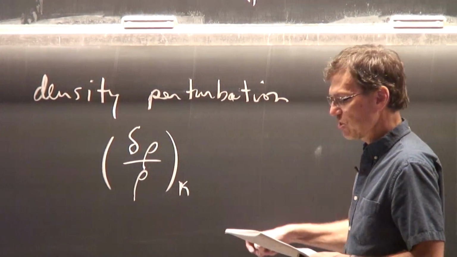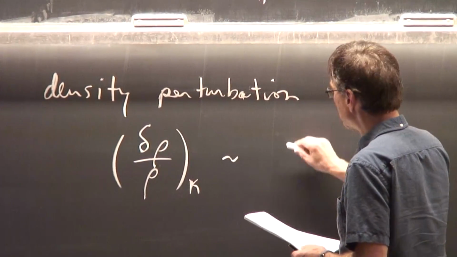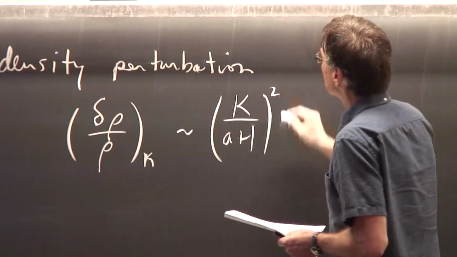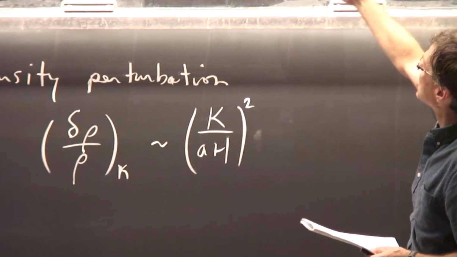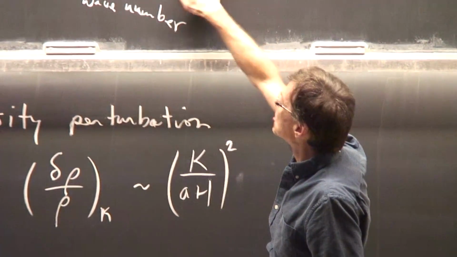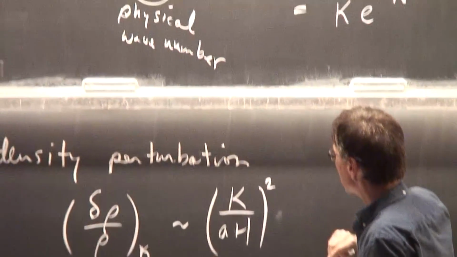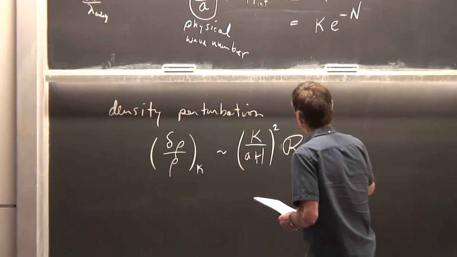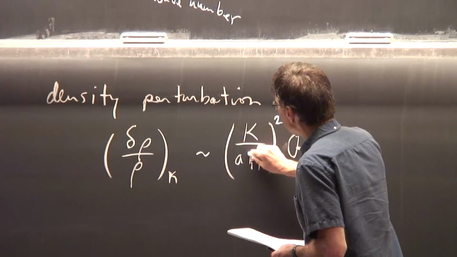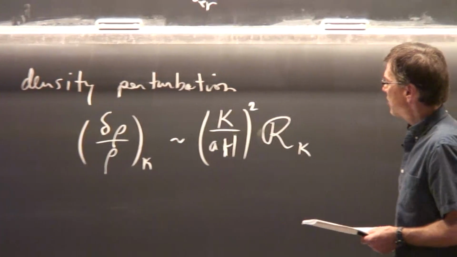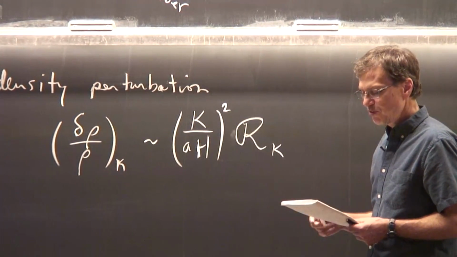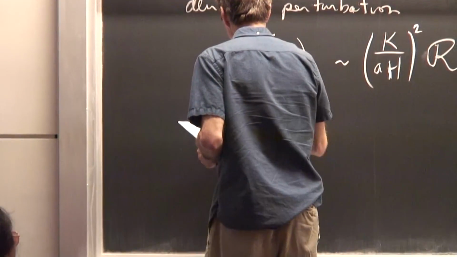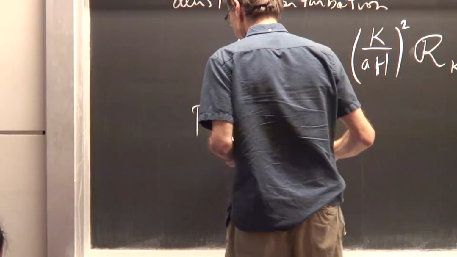And so this turns out to be related to the curvature perturbation by a ratio that is related to horizon crossing. So it's k over H squared times the curvature perturbation. And there's a way to understand where this factor is coming from just from the Poisson equation of Newtonian gravity.